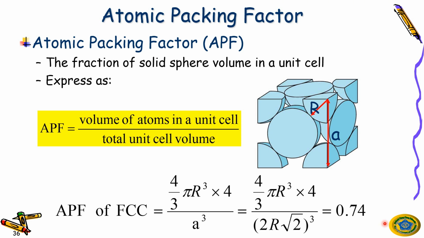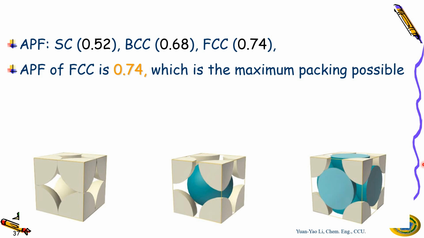So there are 74% of the unit cell occupied by solid material. Right. So this APF is 0.52, 0.68, 0.74. Which one is the most close packed? So 0.74 among these 3 is the maximum packing possible. So mainly this one is more popular among the elements. Okay?